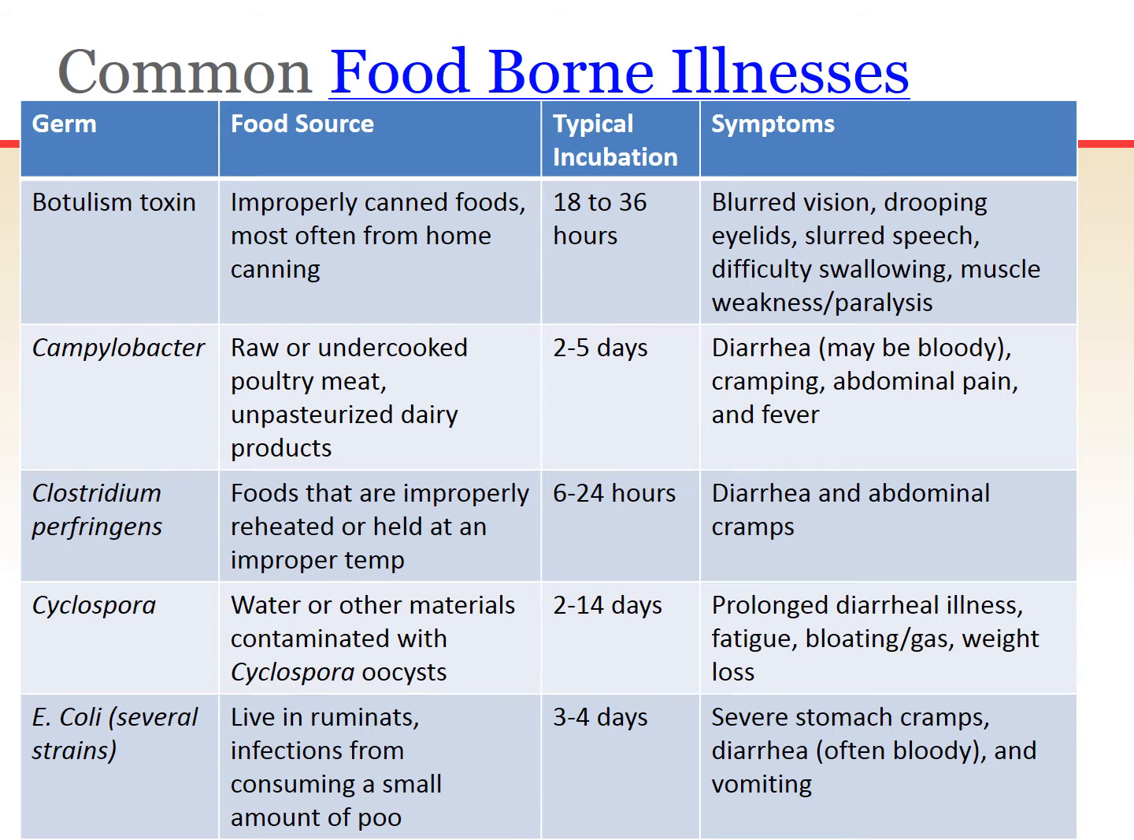Campylobacter is primarily gotten from raw or undercooked poultry meat or unpasteurized dairy products, with an incubation period of 2 to 5 days. Symptoms are diarrhea, which may be bloody, cramping, abdominal pain, and fever. This is one of the most common forms of foodborne illness in the U.S.